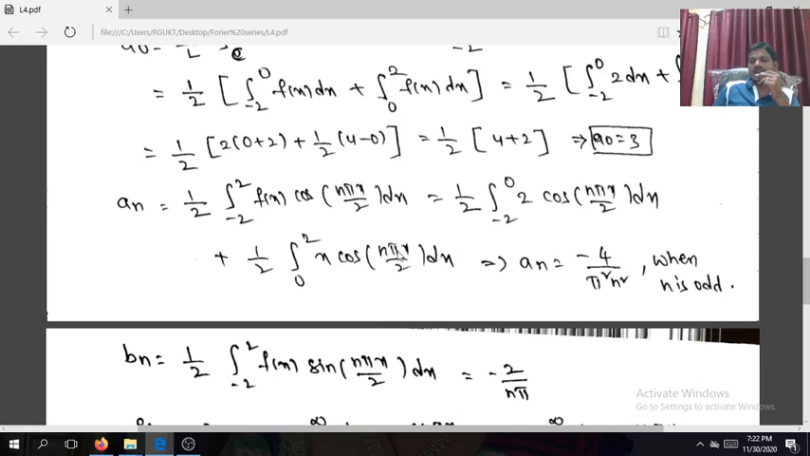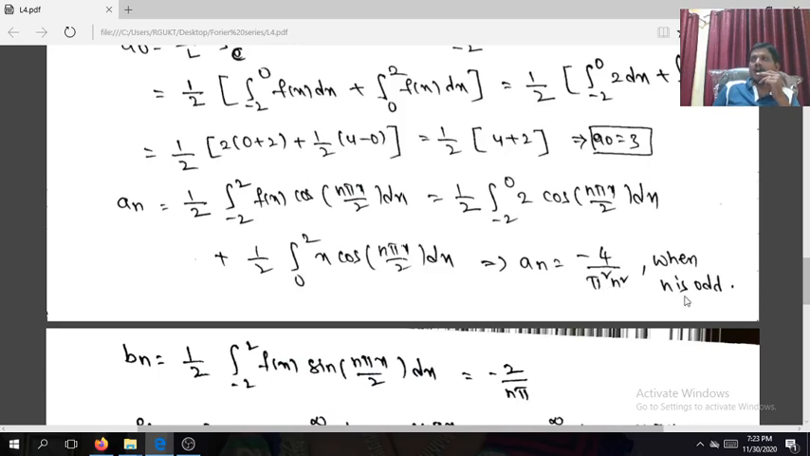Next, x into cos(n pi x / 2): you go for integration by parts. Already we discussed this. That is the reason the evaluation process is very important. If you are finding the coefficients in the right way, the Fourier series expansion is over. Applying UV and taking the limits from 0 to 2, you will get an equals minus 4 divided by pi square n square.